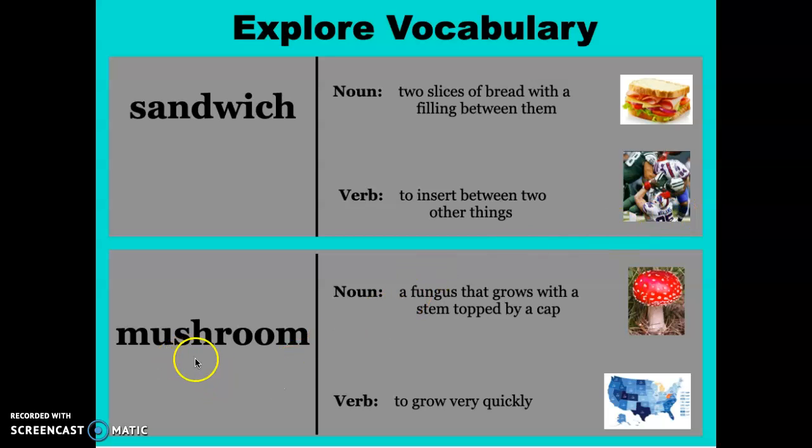The word mushroom as a noun is a fungus that grows with a stem topped by a cap, and some mushrooms are edible. As a verb, it can mean to grow very quickly. You can say that the population of the United States has mushroomed in the past 10 years. That means it has grown quickly and a lot in the past 10 years.